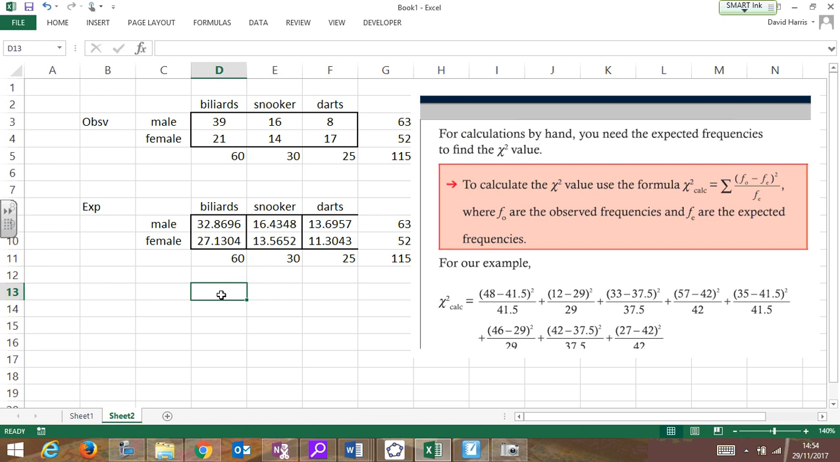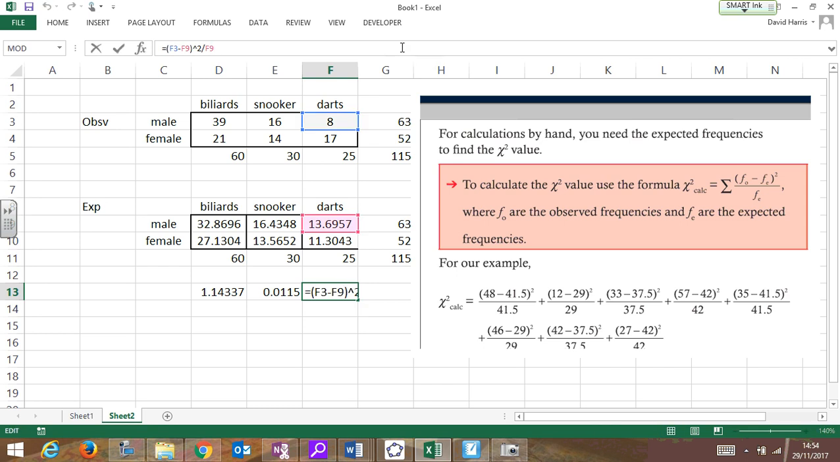Here we go. So in this cell we say equals, bracket, observed minus expected, squared. And I forgot to divide by the expected. Okay. So observed minus expected squared, divided by expected. Then I can just drag that across. Let's just confirm that this does what we want.